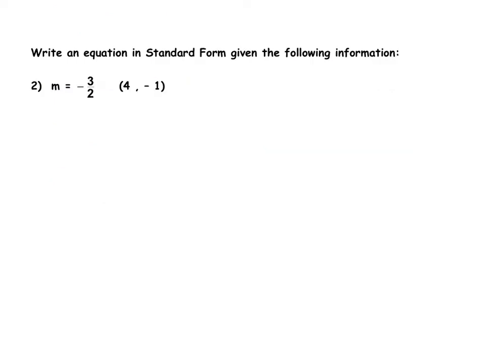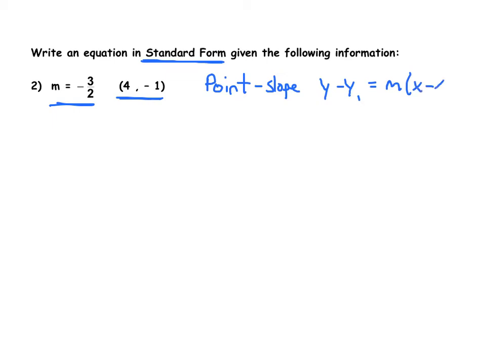Okay, here it says, write an equation in standard form given the following information. All right, we're going to do the same thing we did yesterday in point slope form. You can also use the y-intercept or slope intercept, but we're going to use point slope because we have a point, this is our point, and we have a slope. So we're going to write an equation, and remember this is y minus y1 equals m times x minus x1. So let's go ahead and substitute in.